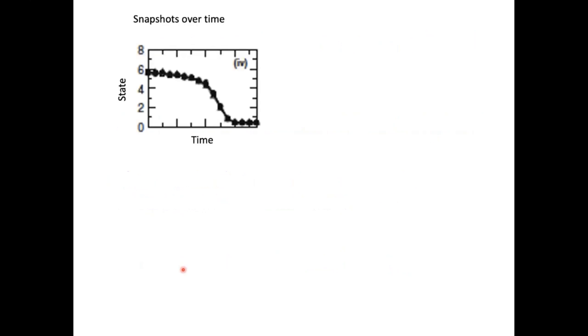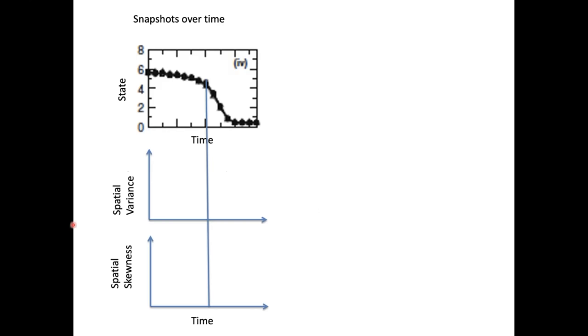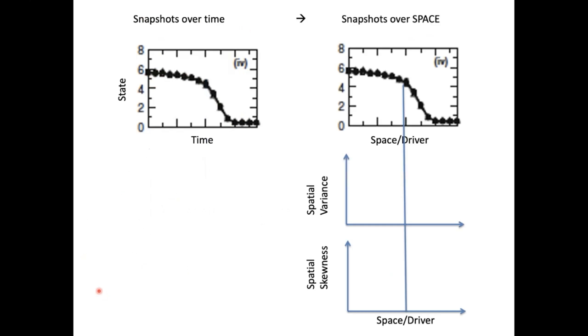So what do we do? Here is an idea. How do we test this theory even when we don't have an ecosystem that has undergone a regime shift or abrupt transition over a period of time? What best can we do? I told you the theory, right? We have this state variable as a function of time. We need snapshots over time, and then we measure these metrics. Imagine that instead of snapshots over time, I had snapshots over space. So the x-axis is not time anymore. It's now either space or the driver values. This is actually an idea called space for time substitution.